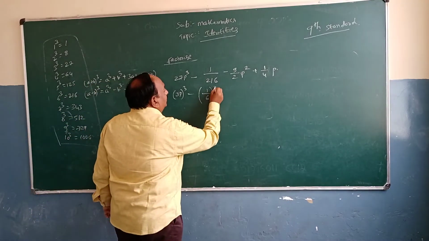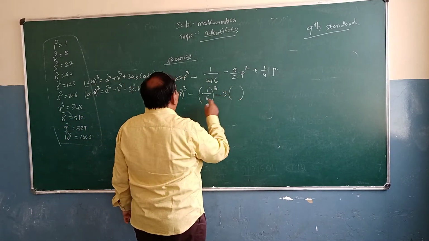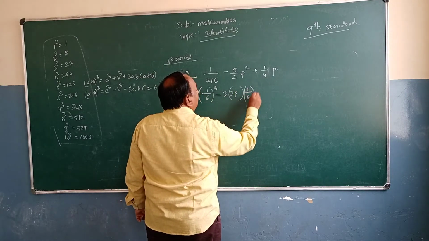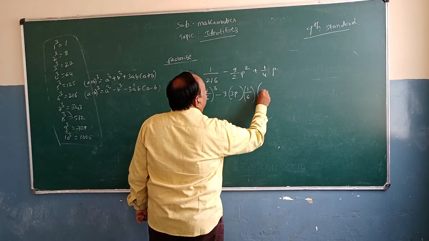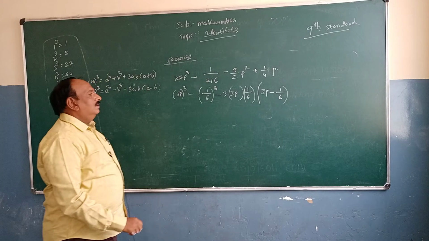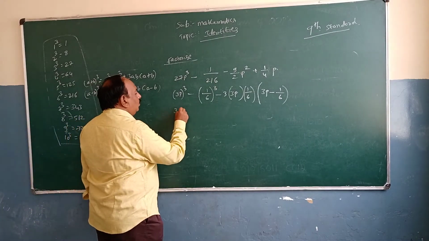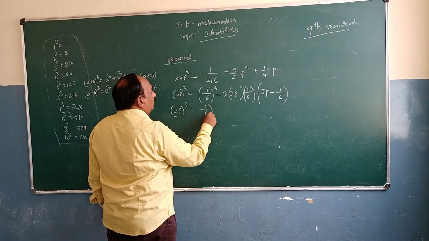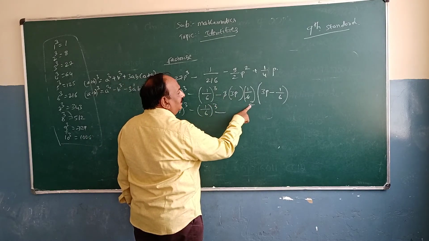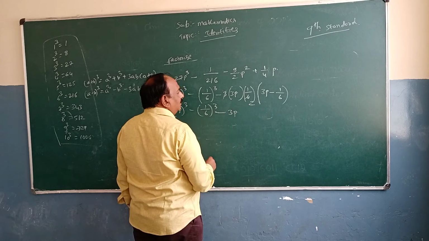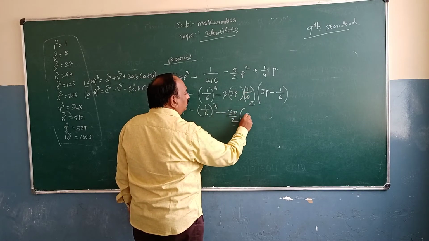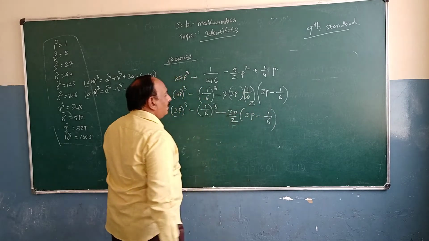That is equal to 1 by 6 whole cube minus 3 into what is a, 3p. What is b, 1 by 6, into a minus b, 3p into 3p minus 1 by 6. That is equal to 3p whole cube, 1 by 6 whole cube. 3 1s are 3, 2s are 3, 1s are 3, 2s are. What is left over here? 3p by 2, 3p by 2 into 3p minus 1 by 6.